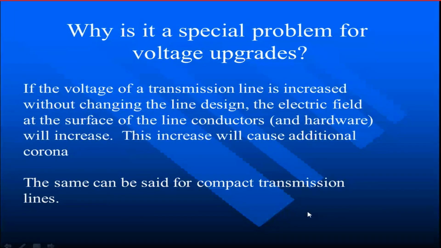Now, what is the special problem for voltage upgrade? If the voltage of a transmission line is increased, the electric field at the surface of the line conductor will increase. This will cause additional corona. Obviously, with the existing system and existing design, if we increase the voltage level, then the electric field at the surface of that conductor is going to increase. And you know that an increase in electric field at the surface causes an increase in corona loss.